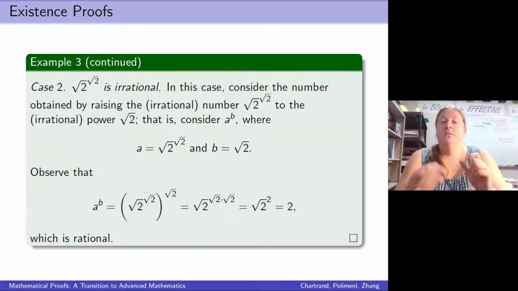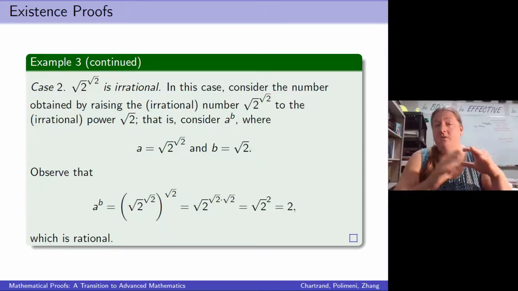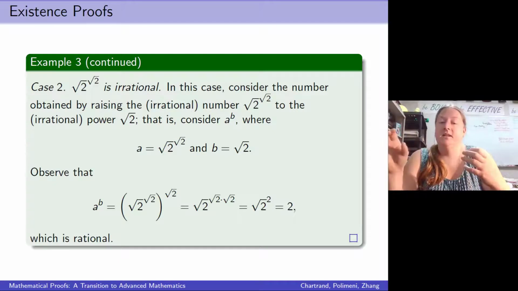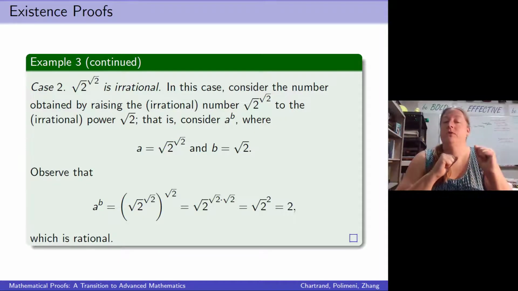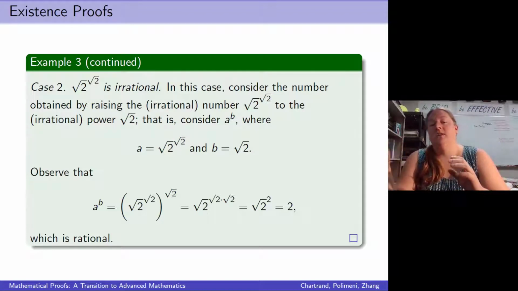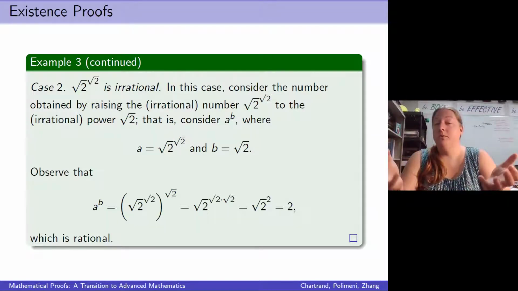Now in the case where square root of 2 to the square root of 2 power is irrational, I'm going to say, well, there's one of my irrational numbers, and I'm going to use square root of 2 as the second irrational number. So here I have a is square root of 2 raised to the square root of 2, and b is going to be the square root of 2 power. So I have two irrational numbers, and I'm going to raise them one to the other power.